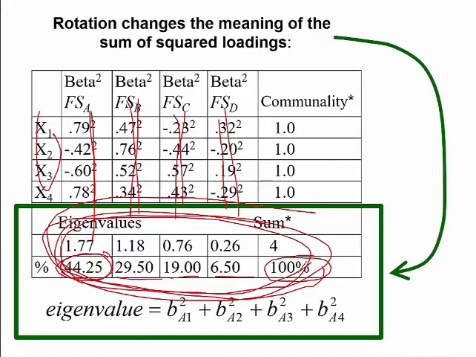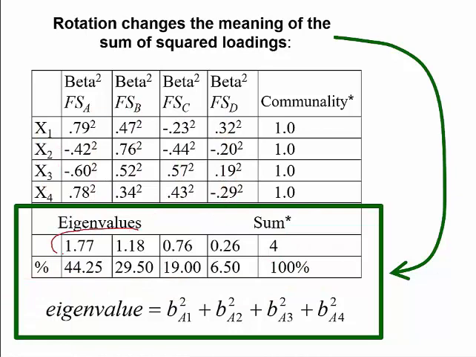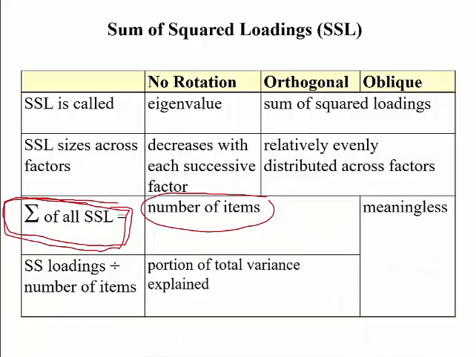Let's back up to our previous slide here. Recall that here, there we go, if we have 4 items, we extract 4 factors or 4 components. The sum of our eigenvalues for each factor will equal the number of items that we have. So if I have 4 items, the sum of all my eigenvalues will equal 4. And that will be true both when you do no rotation and if you do orthogonal rotation. That will still be true.